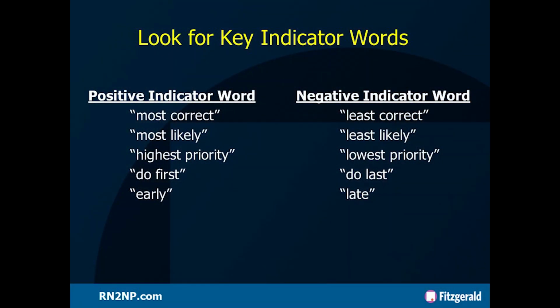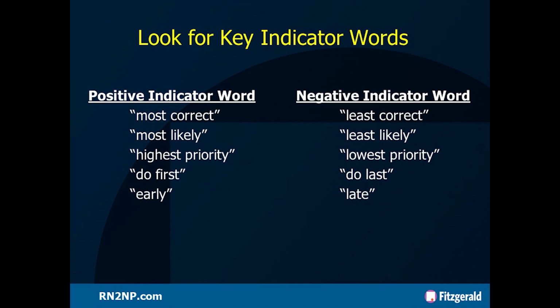They don't think like a test taker. They don't think like an item writer. They've missed the words that are truly important. So look for both positive and negative key indicator words. Which is most correct? Which is least correct? Which is most likely to occur? Which is least likely to occur?